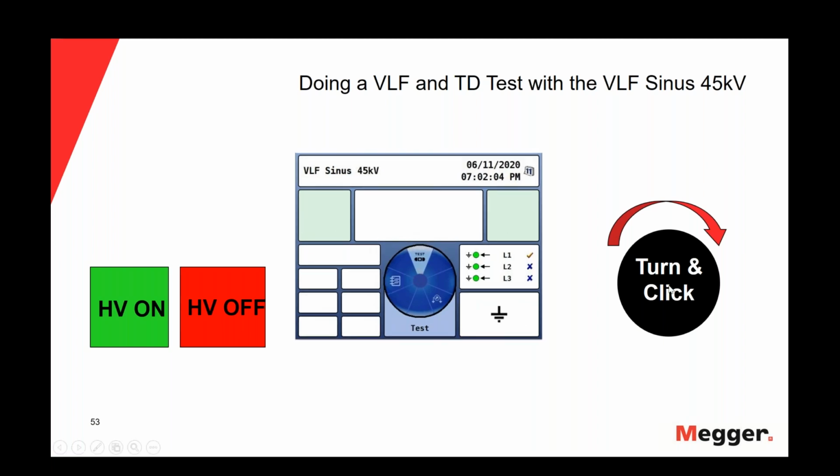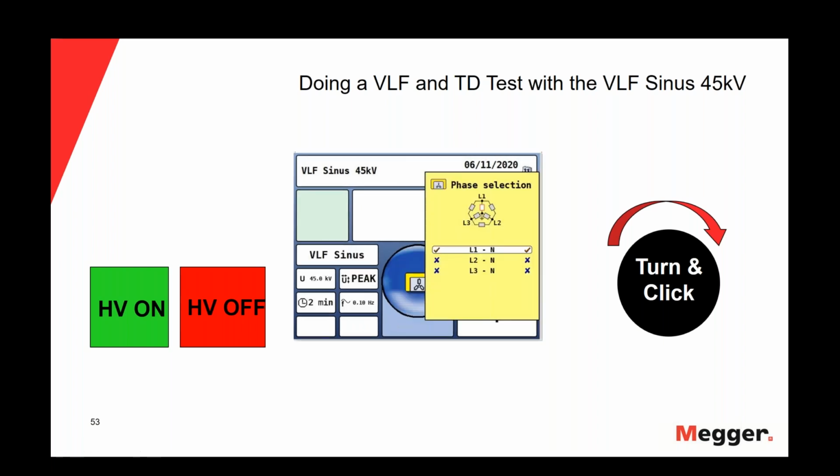And now I will click on the test option, and I will have access to all the tests I can do with my VLF, which are the DC hipot, the VLF test, and the tan delta. In this case, I will select the VLF, and I will click on it. And now I need to select in which phase I will do my VLF test. I will select the phase, I don't know, L2, and we'll click one more time.